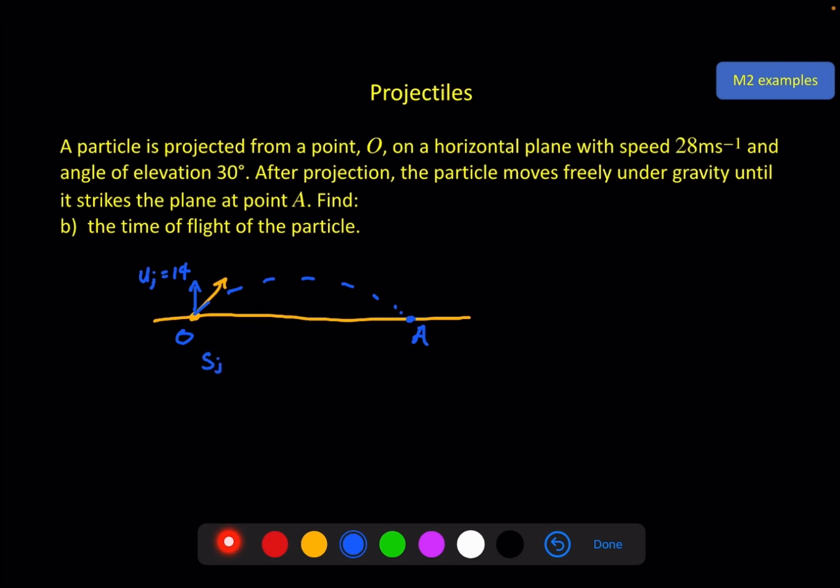So I could call that Sj, I guess. What you might think of as the y coordinate starts at 0 here, and goes up, comes back down, and hits 0 again here. And the question is, what is that time?